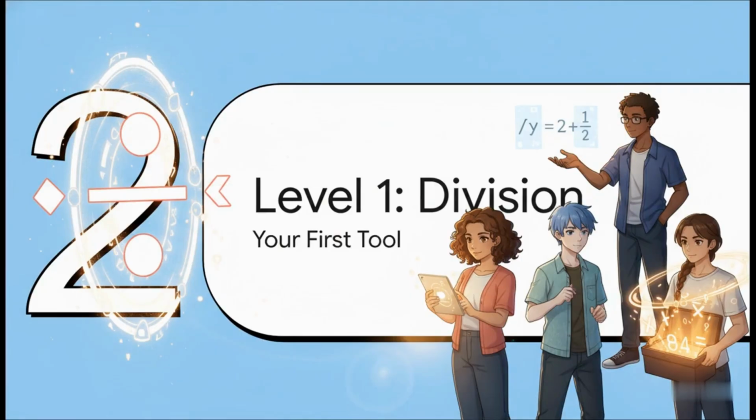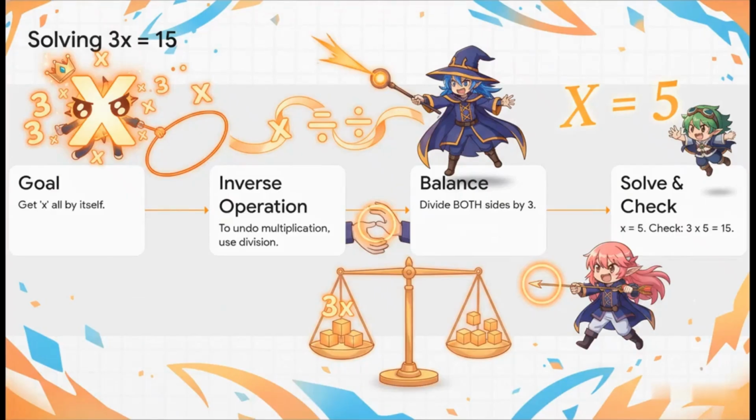All right, theory's great, but let's put that rule into practice. Welcome to level 1. Here, we're going to grab our first tool from the algebra toolbox, division. Okay, this slide lays out the perfect game plan. So we've got our problem, 3x equals 15. So what's the goal here? The goal is to get x all by itself on one side of that equal sign.